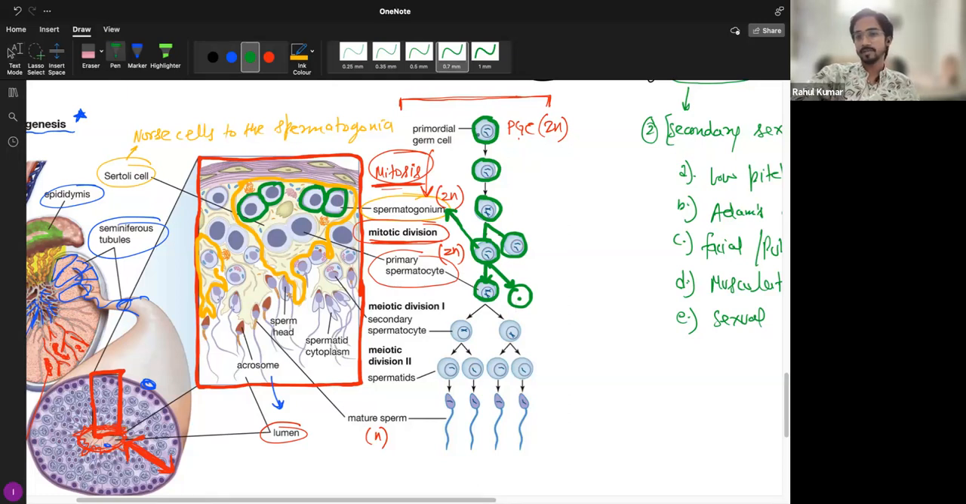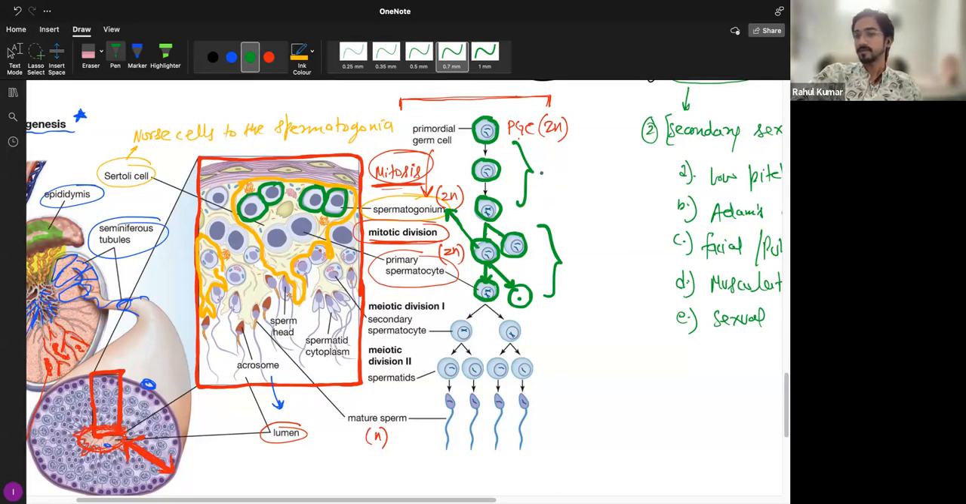Because from one primordial germ cell, there will be 2 spermatogonia. Don't forget there's a middle stage called spermatogonium. So from one PGC, 2 spermatogonia, and from each spermatogonium, 2 primary spermatocytes, because there is mitosis happening twice, one between this stage and then between this stage. So ultimately, there will be 4 because there is a stage in between called spermatogonium.